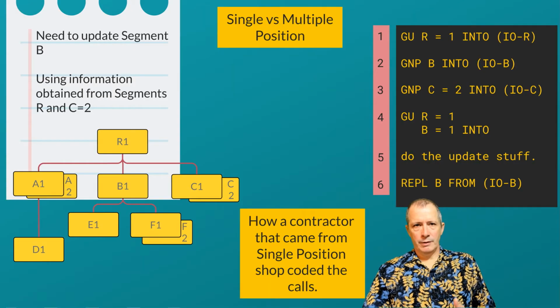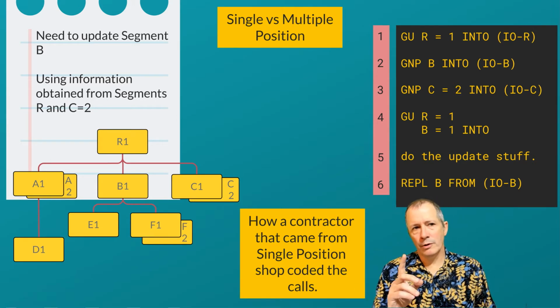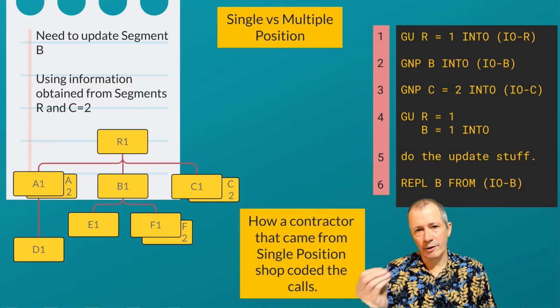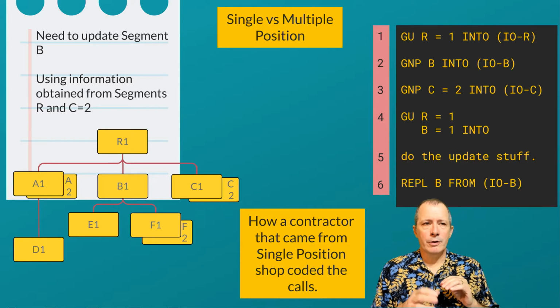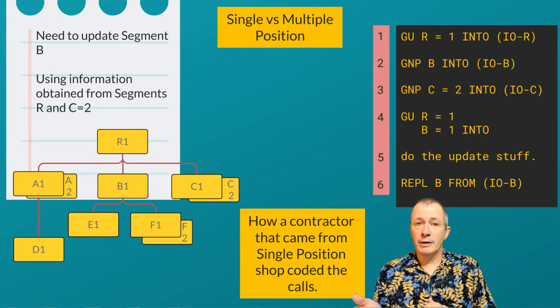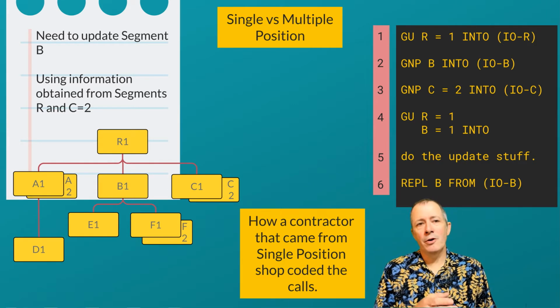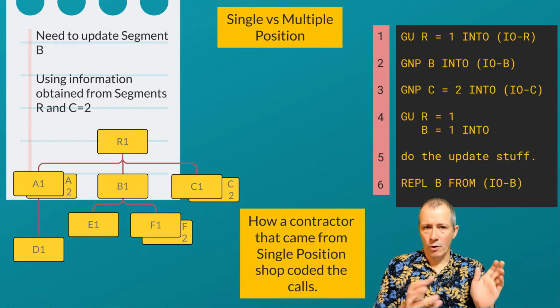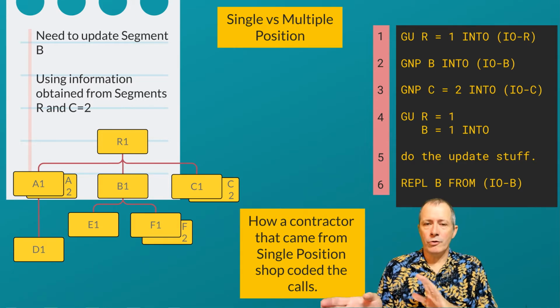This example is based on an actual coding situation that I was asked to review. So according to the business rule, there is only one segment B if it exists. The business requirement for this program was to read the root and the segment on the right side of the database in order to update a child segment on the left side. So the code needs to read the root, or the root R, and a C segment in order to update segment B.